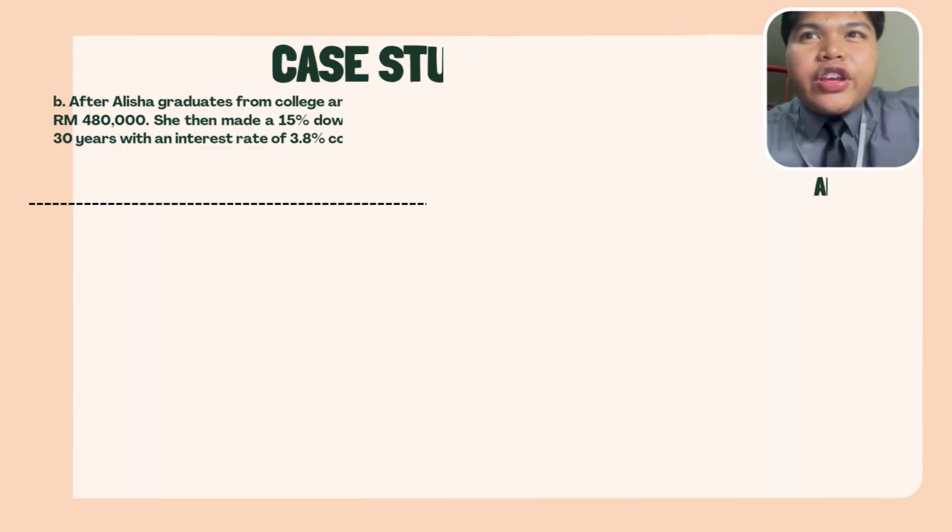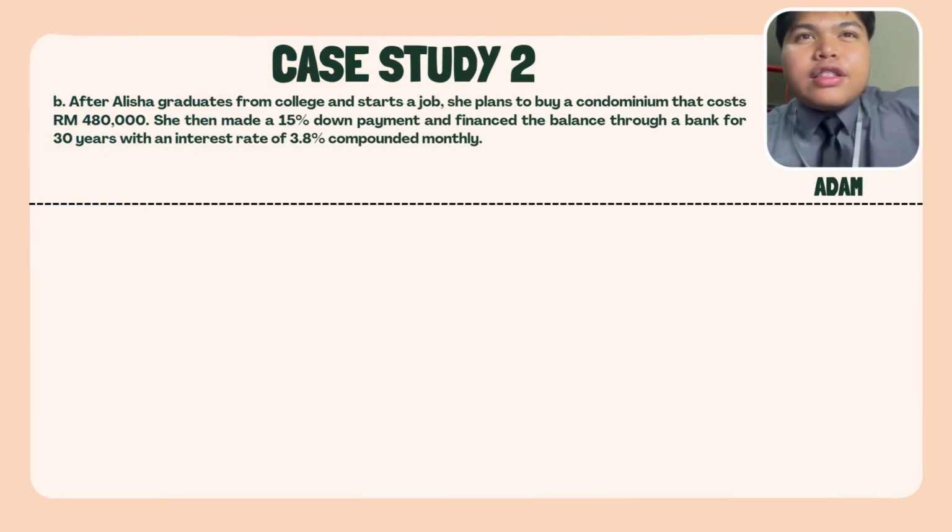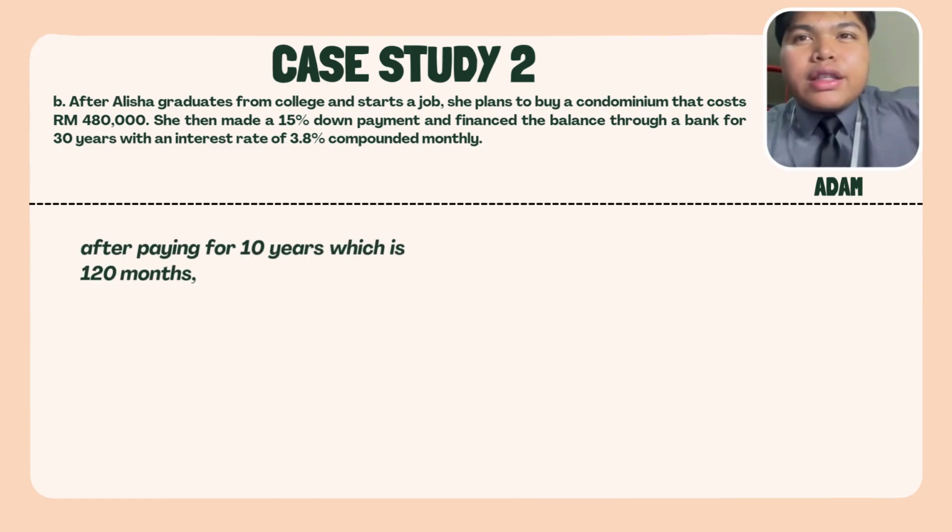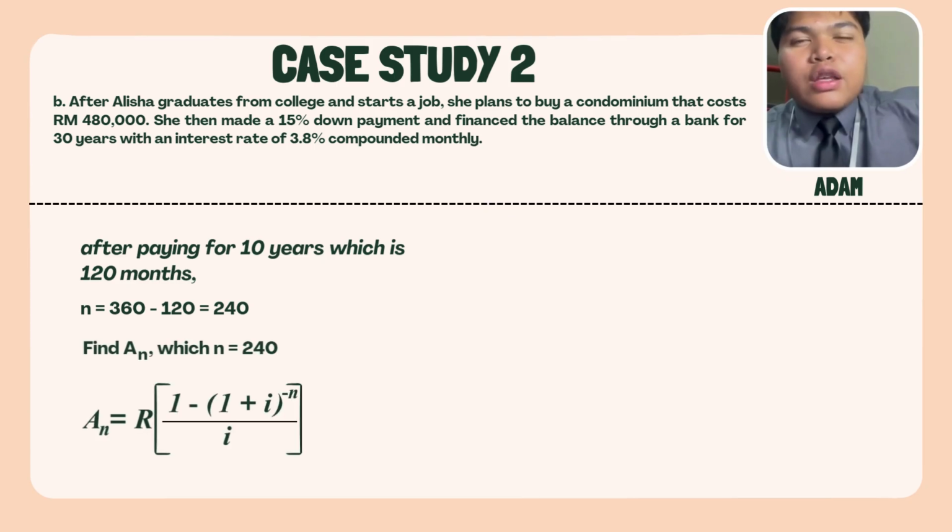13,434.86. Question 3. Immediately after paying for 10 years, Alisha wants to settle the loan in full. How much is the amount that she needs to pay and how much interest is paid? So after paying for 10 years, which is 120 months, n equals 360 minus 120, we get a new n, which is 240. To find A_n, where n equals 240, we use the formula A_n equals R, brackets, 1 minus (1 plus i) to the power of negative n over i.